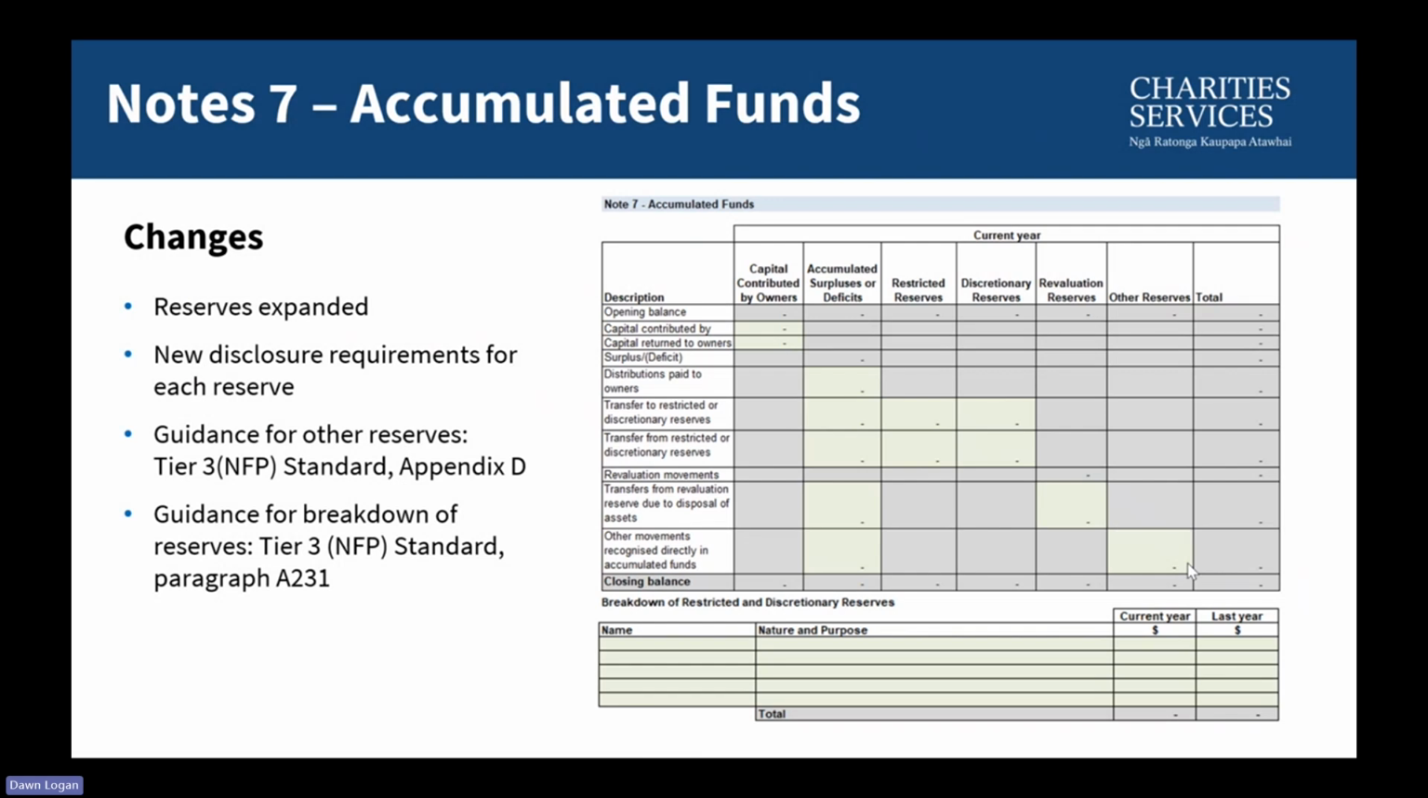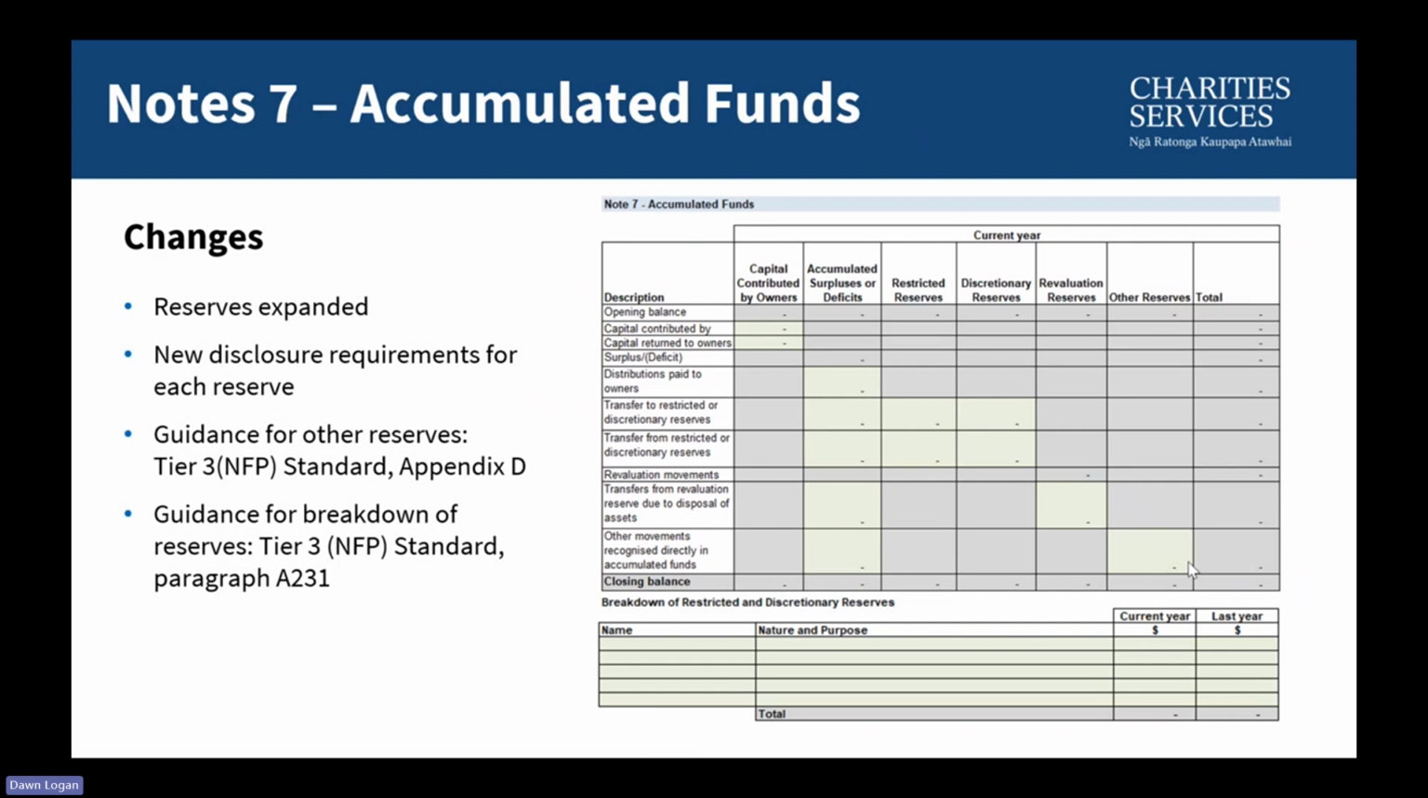Below the accumulated funds table, you'll see a section titled Breakdown of Restricted and Discretionary Reserves. Charities are required to disclose information that enables end users to understand a charity's objectives, policies, and processes for managing its reserves. In meeting this requirement for restricted reserves, a charity must disclose a description of the purpose of the reserve and the nature of this restriction.